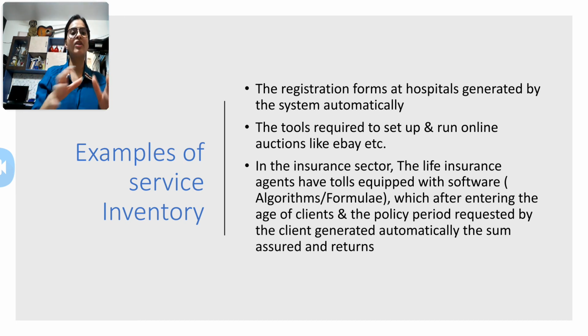All right. So when you go to an insurance company, you sit there and you say that I want to make an insurance of this amount, and my age is this. You mention the age. Then the person sitting in front of you puts that age in the system, and automatically everything, the sum assured and the returns or the benefits or the number of years you will get insured, everything comes automatically. So everything is system generated. So this is also one of the examples of service inventory.